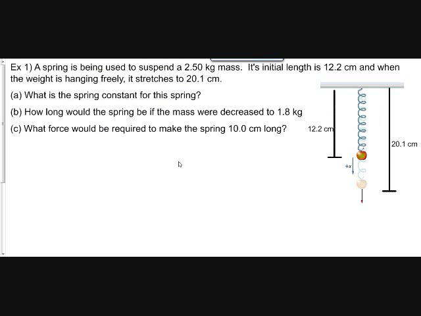So let's do a quick example of this. We have a spring, and we're using it to hang a mass from it. I've told you its initial length. Before I hang this mass on it, it's 12.2 centimeters. In the terminology I just showed you on the first page, this would be our x naught. So x naught is 12.2 centimeters, which means the equilibrium length.